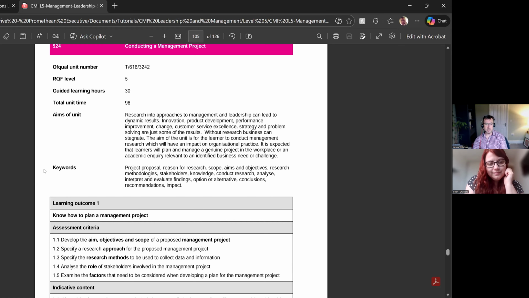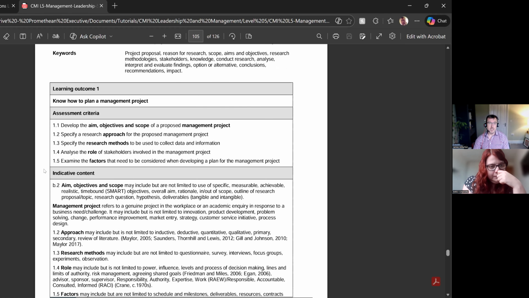We're broken down into two different learning outcomes here, and we'll get straight into it. So first learning outcome is to demonstrate how to plan a management project to begin with. And the first question is develop the aim, objectives, and scope of a proposed management project.